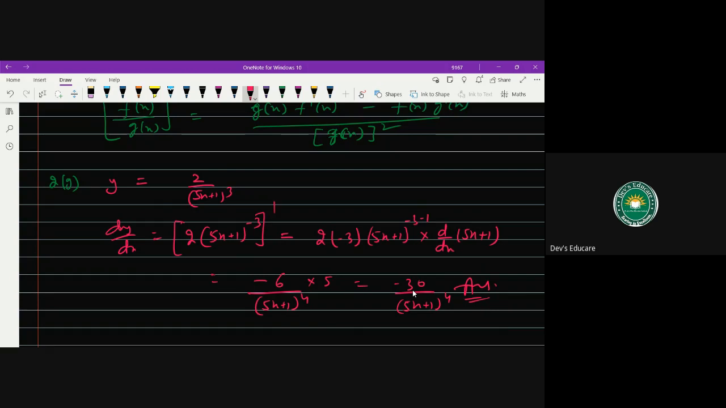The derivative of 5x: the derivative of x is what? 1. So 5 times 1 is 5. And the derivative of any constant is 0, so the derivative of 1 is 0. So this will be negative 30 upon 5x plus 1 to the power 4. This will be the answer.